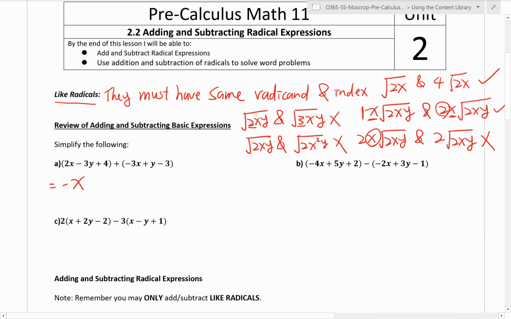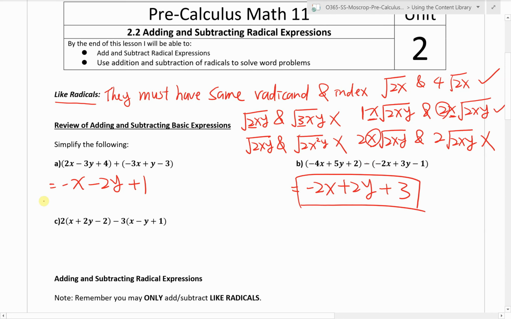Negative 3y plus y is negative 2y. Positive 4 plus negative 3, that's like 4 minus 3, so that's positive 1. So that's the answer. Part B, we are subtracting. That's negative 4x minus negative 2x. So again, minus negative means a plus. So negative 4 plus 2 is negative 2x. 5y minus positive 3y, that's just 5y minus 3y, so that's plus 2y. That's positive 2 minus negative 1, so that's 2 plus 1, so that's plus 3.